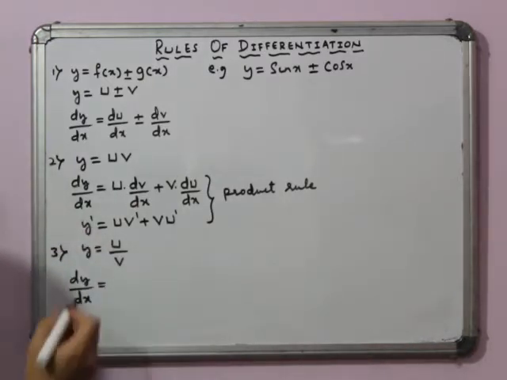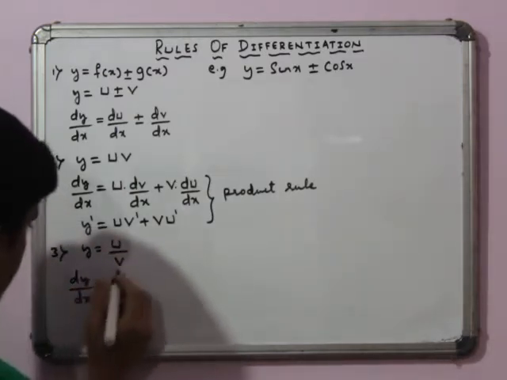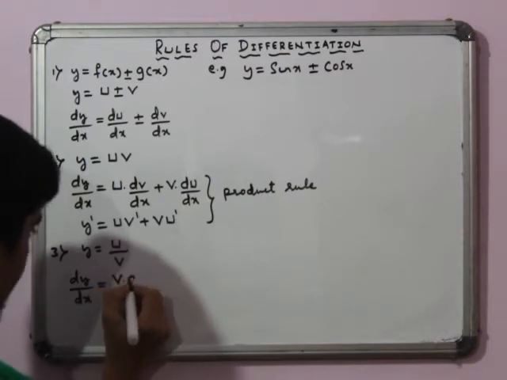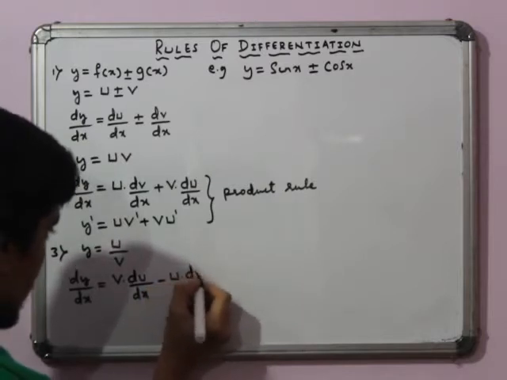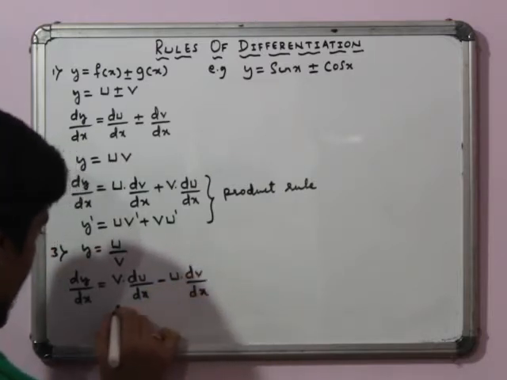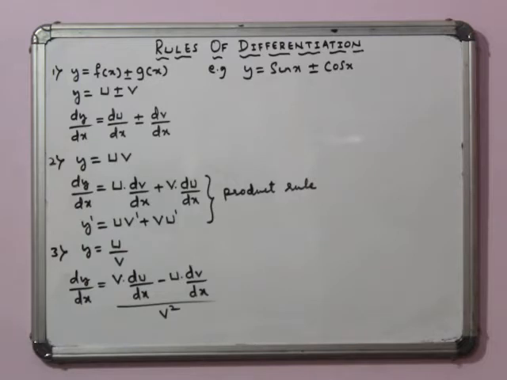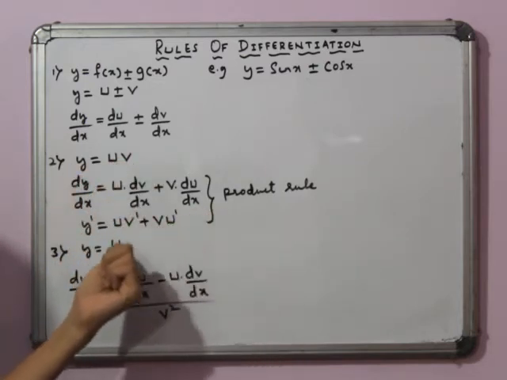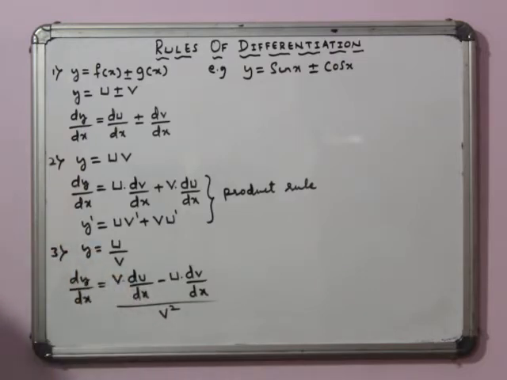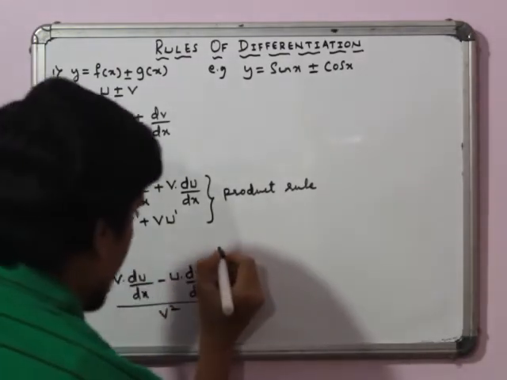We can write it like this, because I have written here dy by dx, I don't want to confuse you, so let's write in terms of d itself. v into du by dx minus u into dv by dx divided by v square. This is how you will find the derivative of a function which is of this form, u by v. This is u into v, we call it the product rule, and in this case this rule is called the quotient rule. Okay, I will write it in another way also, as I wrote here.